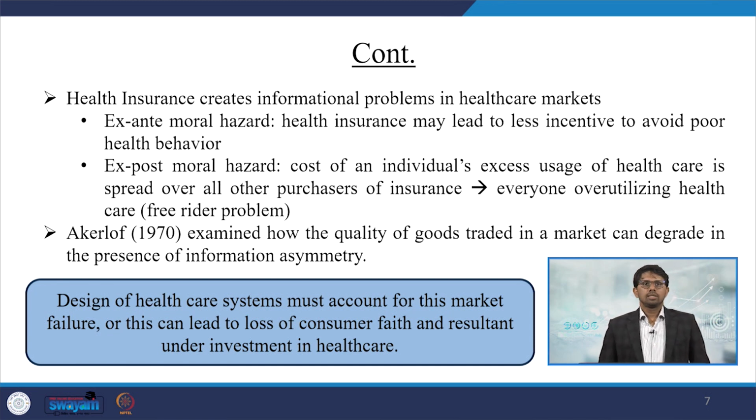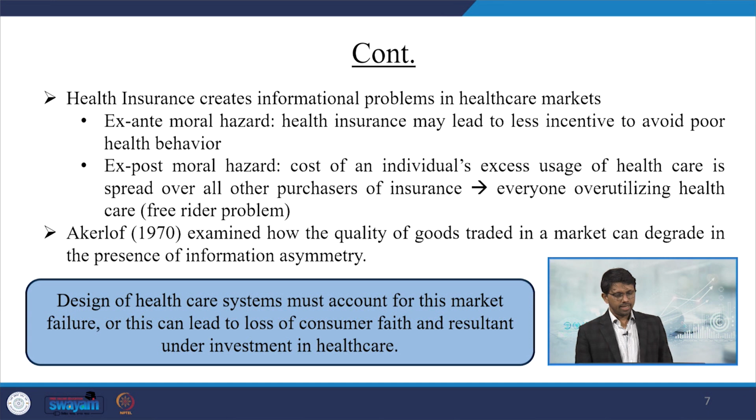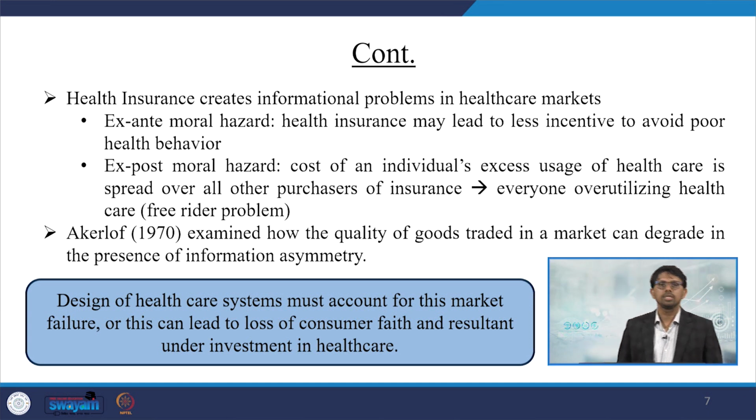Health insurance creates informational problems in health markets. There are aspects of ex ante moral hazard and ex post moral hazard. Ex ante, basically in anticipation when actions are taken, health insurance may lead to less incentive to avoid poor health behavior. Another is ex post moral hazard, basically the cost of an individual's excess usage of healthcare being spread over all the other purchasers of insurance. Everyone overutilizing healthcare is part of the discussion of ex post, and this is also called the free rider problem as part of moral hazard.